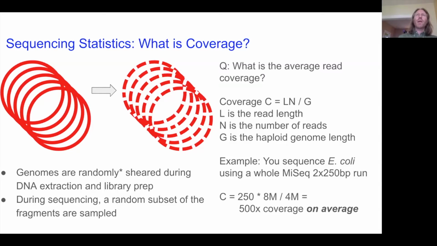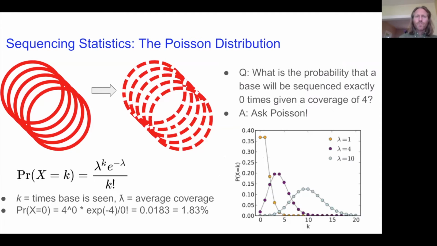Some of the library prep protocols include the use of a transposon, which is biased towards or away from certain parts of the genome, for example, GC-rich genomes, parts of the genome. And so you can introduce bias at these steps where they might actually influence the assembly that you get out of this. There's also an assumption that during sequencing, a random subset of the fragments are sampled, and this is typically true.